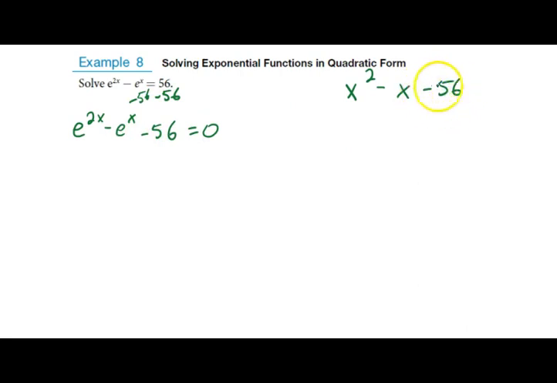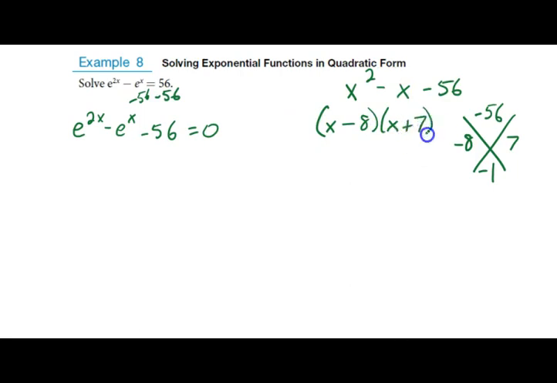Let's worry about the 56 and the negative 1. So I'm going to factor the way I factor. I'm going to say 1 times negative 56 is negative 56. And then I'm trying to get a negative 1. So what's going to multiply to give me a negative 56 that adds to give me a negative 1? So that'll be 8 and 7, and the 8 will have to be negative so that when you add them, it'll be a negative 1. So if I was factoring this over here, it would factor to x minus 8 and x plus 7.